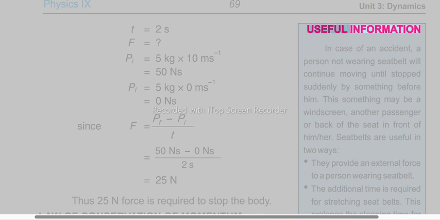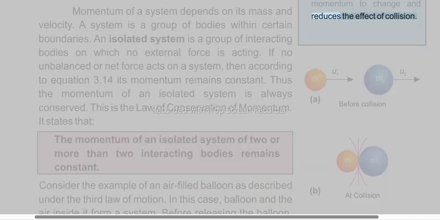Useful information. In case of an accident, a person not wearing a seatbelt will continue moving until stopped suddenly by something before him. This something may be a windscreen, another passenger or the back of the seat in front of him or her. Seatbelts are useful in two ways. They provide an external force to a person wearing a seatbelt. The additional time is required for stretching seatbelts. This prolongs the stopping time for momentum to change and reduces the effect of collision.